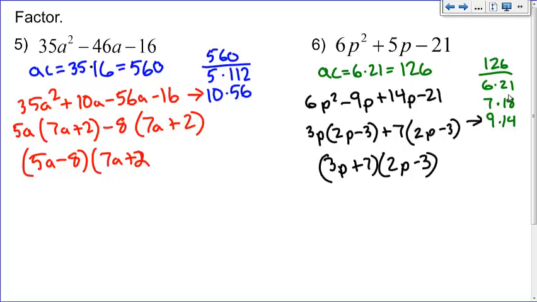126 is a little bit trickier number to break down than some of them we're used to, but it works, and you can use a calculator. But I just started testing. I tried 6, and well, 6 times 21 is a good factor, but it doesn't have a difference of 5, which is what I needed. So then I just kept kind of working closer to the middle, numbers that are close to each other, and eventually I found 9 and 14. Notice this time the middle term was positive, so I needed the larger of those two terms to be positive, and then it all worked out real nicely after that.